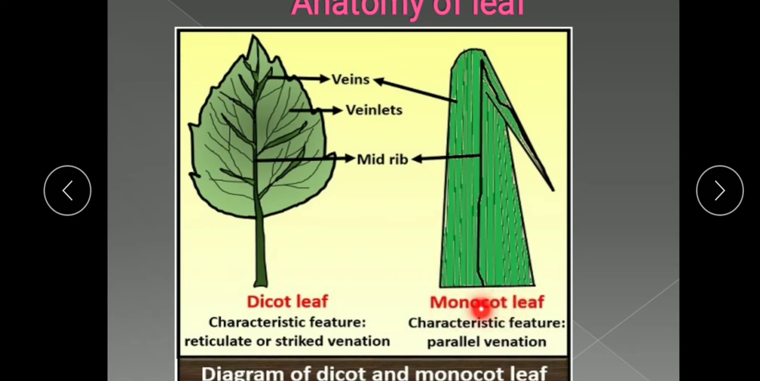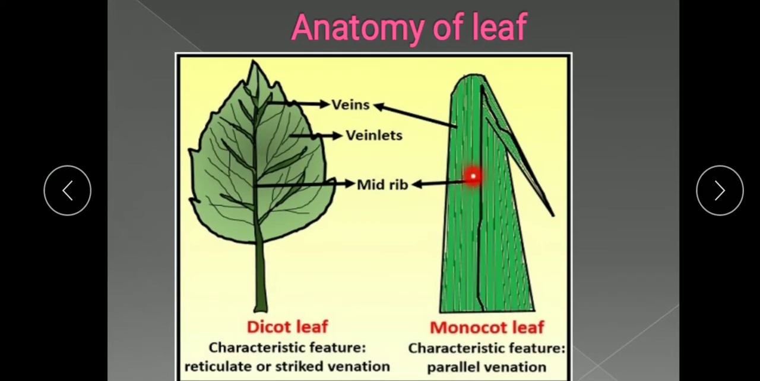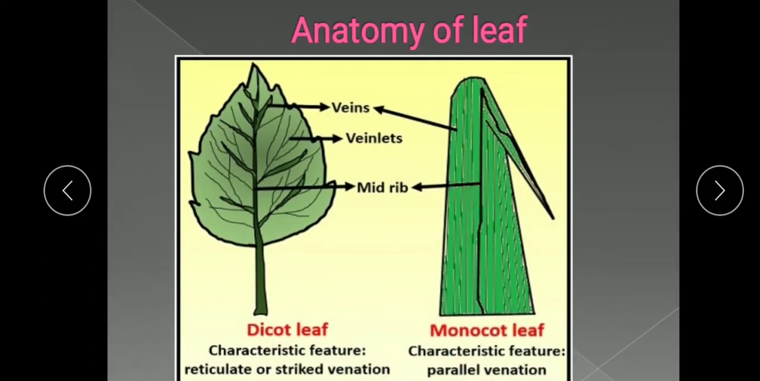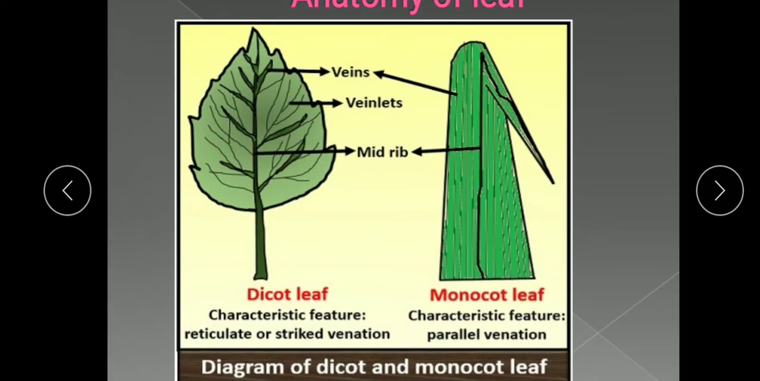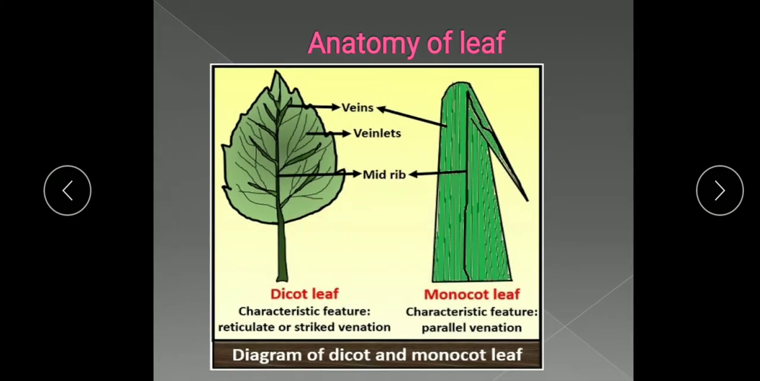In the monocot leaf the venation is parallel. All the veins run parallel to each other, while in dicot leaf they show the reticulate venation. Means from the midrib the lateral veins and veinlets arise, and then they form a complete network, that is the reticulate venation. So there are these two types of leaves and their structure we will study.